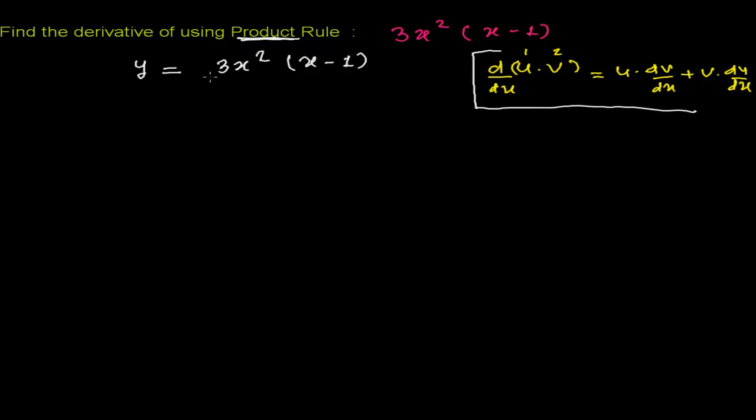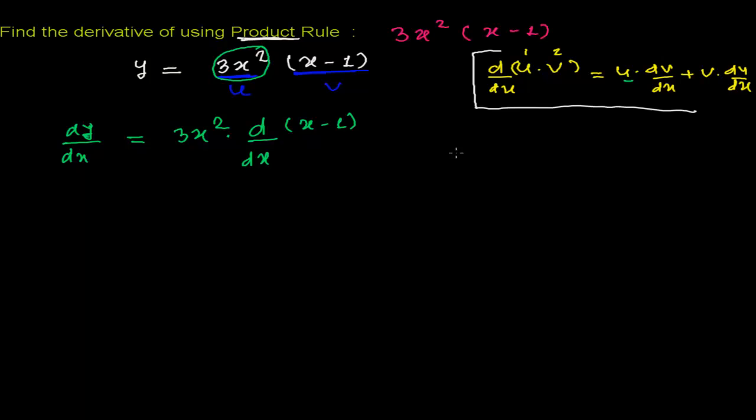Here I will imagine this thing as u and this thing as v. These are two functions, and let's find the derivative. The derivative of y with respect to x is, as I told, first function, 3x squared, times the derivative of the second function with respect to x. I finished my first part. Now the second part: write the second function, x minus 1, and then the derivative of the first function.